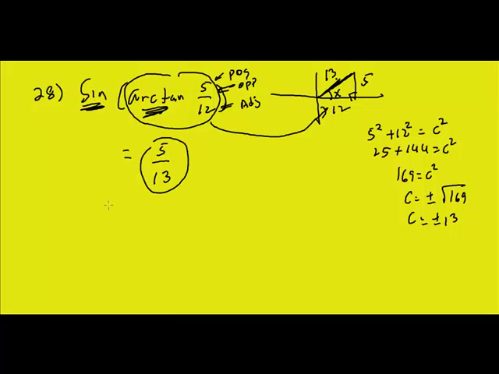Now if they ask me what is cosine of arctangent of 5 over 12, then that is adjacent over hypotenuse, which is 12 over 13. Okay? Alright. So one more, and that will be the end of the lesson. Let's do problem number 29. Cosine of arc sine of negative 8 over 17.